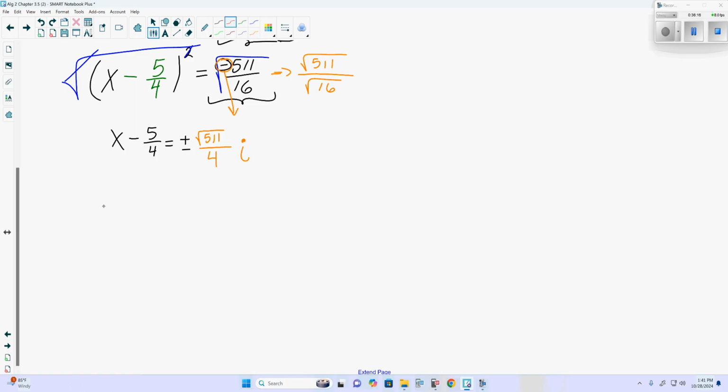Are you ready for the next step? We can add 5/4 to both sides, because negative 5/4 plus 5/4 is 0. So x is equal to 5/4 plus or minus the square root of 511 over 4.